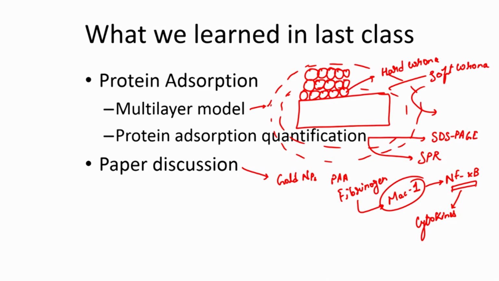So what we learned here is that even though we feel that gold is a very suitable material and does not have much toxicity, depending on its configuration, surface charge, and surface coatings, we find that it can actually cause inflammation, right.